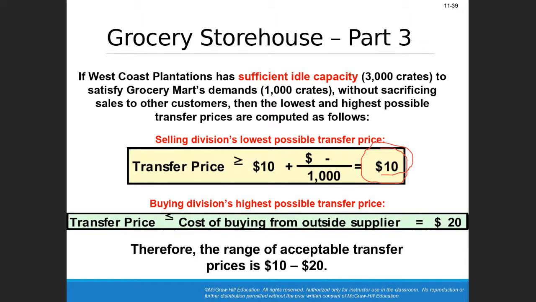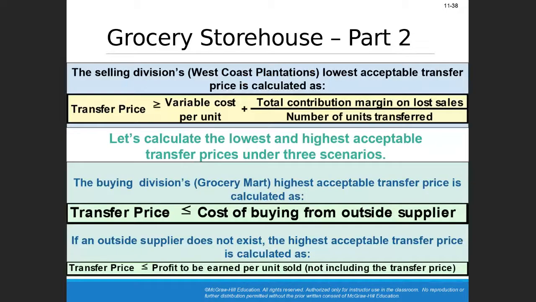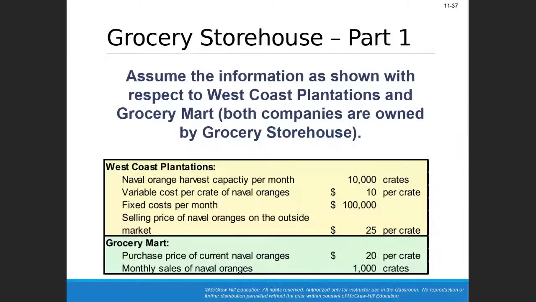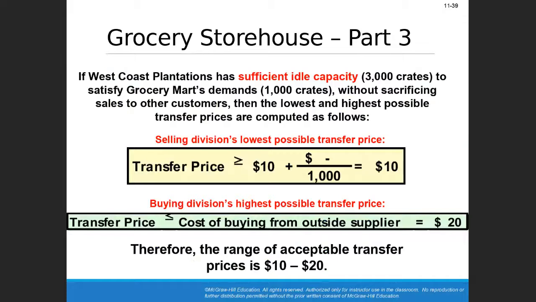And of course, the buying division is not going to pay more than an outside supplier, and we know they can buy them for $20, right? So $20 is the buying division's price, right? So the range is $10 to $20. So now they can split the difference or whatever, but they can negotiate that, right? And figure that out. So that's if there's idle capacity and they will lose no sales to outsiders, right?